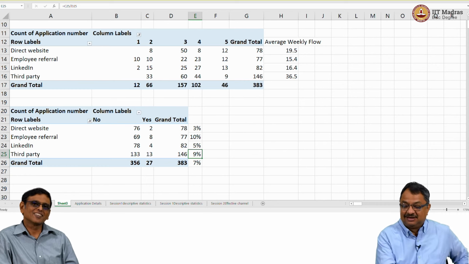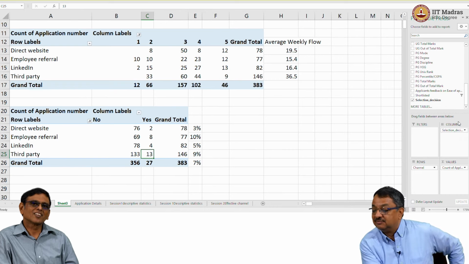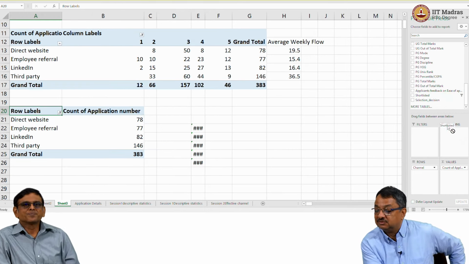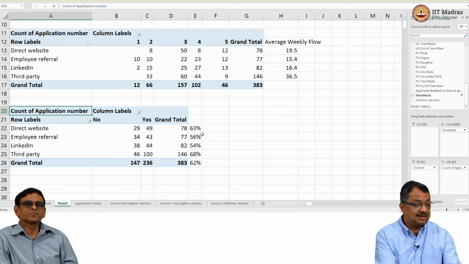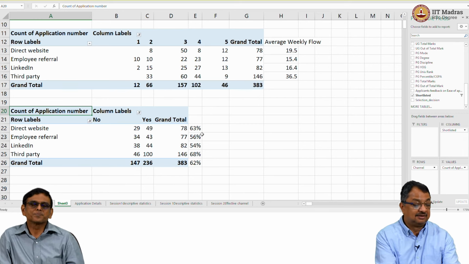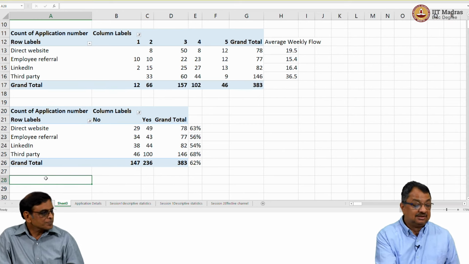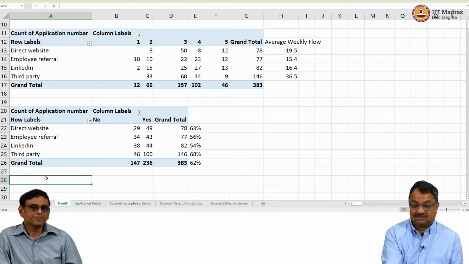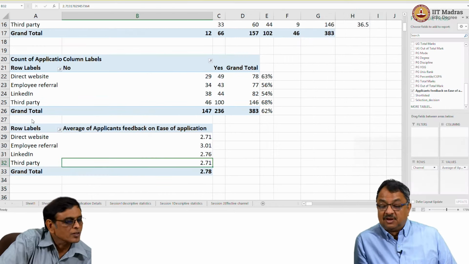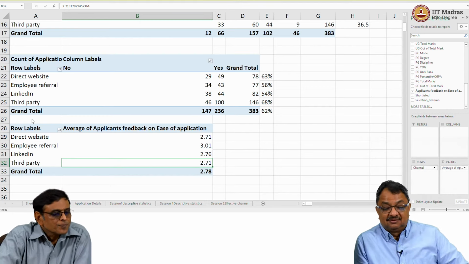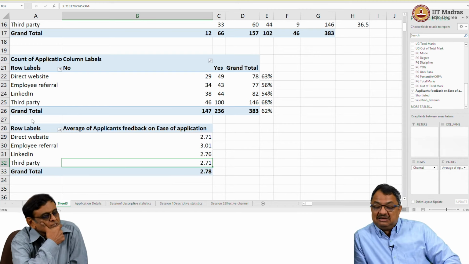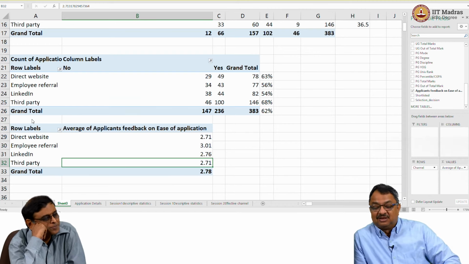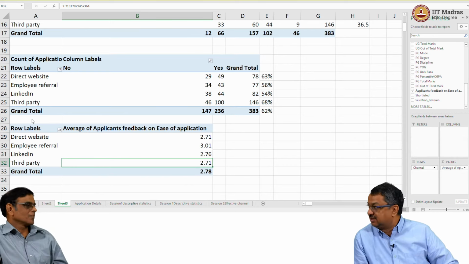But anyway, since Varsha wanted this, instead of selection, let's go back to shortlisting. And then the last one I think we should look at is ease of submitting the form, for each channel. The employee referral clearly has the best rating. Third party, direct website and LinkedIn are all roughly similar, but employee referral definitely does seem better in terms of feedback.